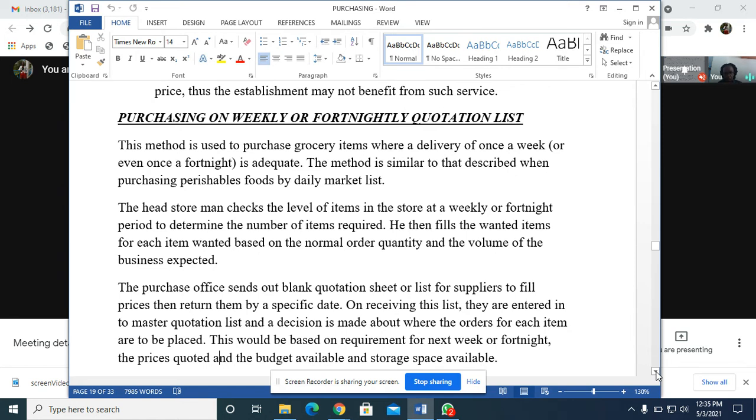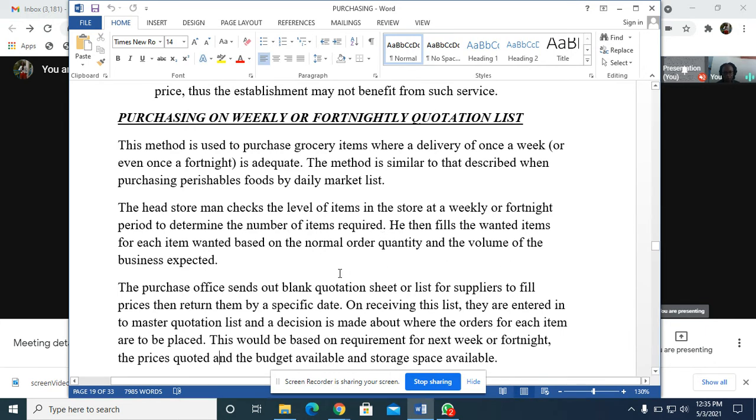The method is similar to that described when purchasing perishable foods by daily market list. So as I had mentioned, it is a similar method. The head storeman checks the level of the items in the store at a weekly or fortnightly period to determine the number of items required. So they have to take stock of whatever is there after a week or after 2 weeks, then determine what is in the store and what is required.